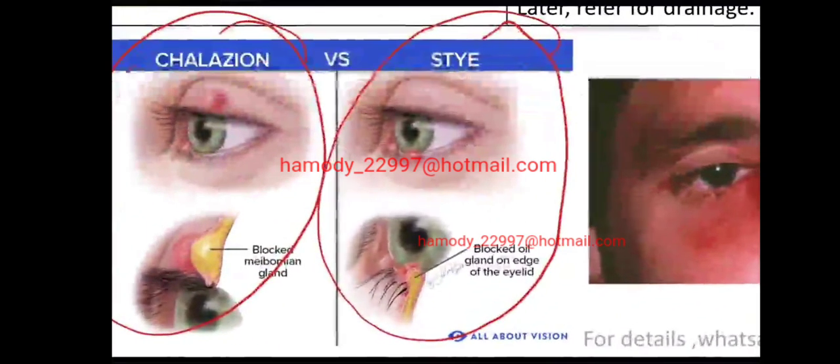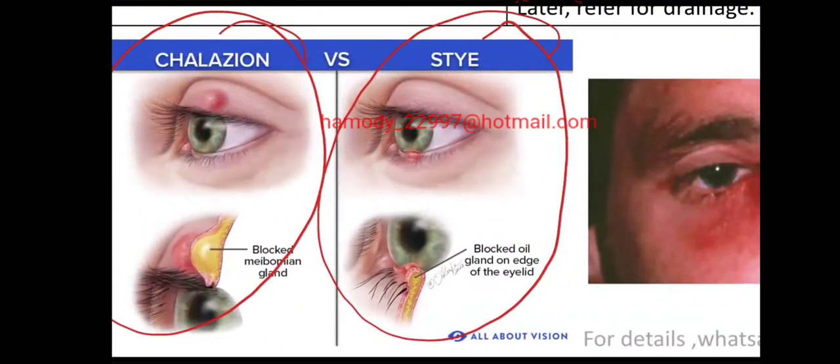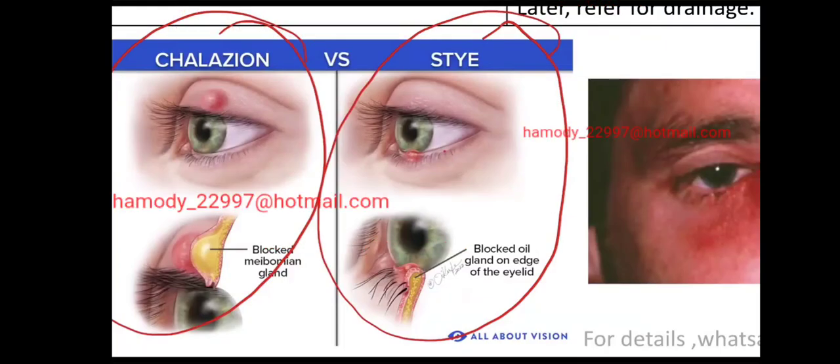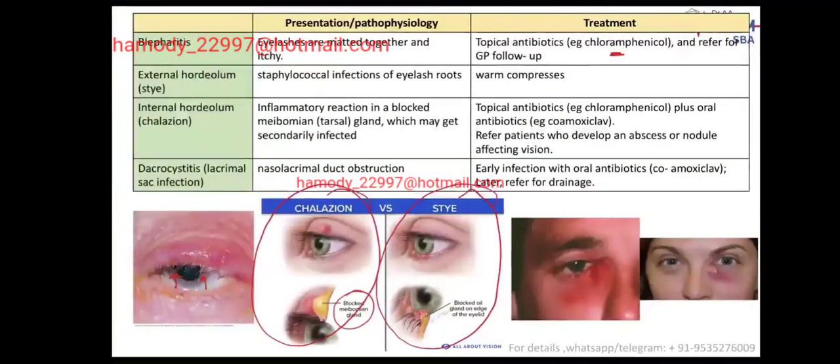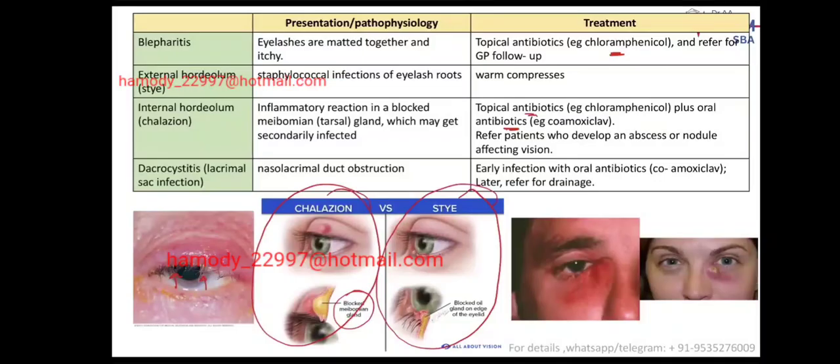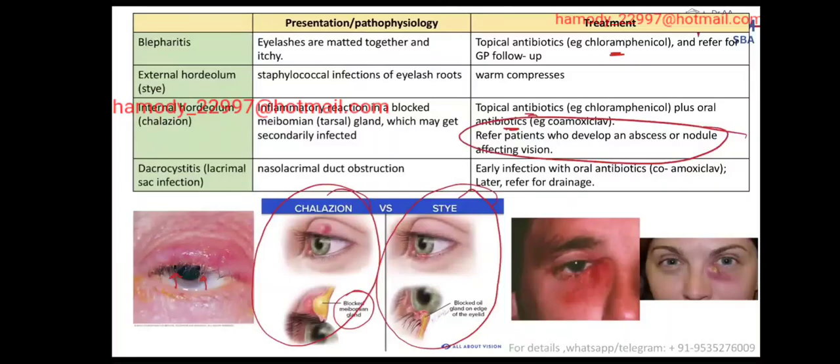External hordeolum, what happens here? The root of the eyelashes gets infected. So a hot water compress should be enough here. Nothing needs to be done. Usually it's because of blocked glands. In internal hordeolum, this is because of a blocked meibomian gland, also known as chalazion. That causes infection. For this infection, topical antibiotics like chloramphenicol along with oral antibiotics are preferred. If they develop an abscess or the nodule is affecting the vision, then you need to refer them to the ophthalmologist.